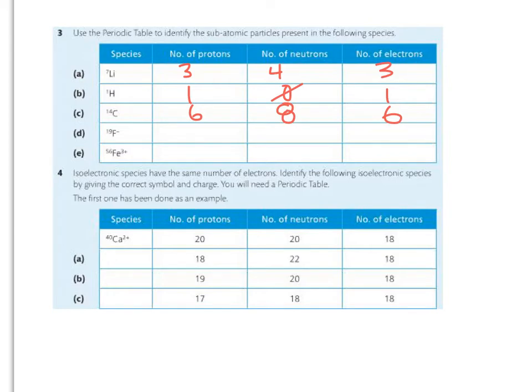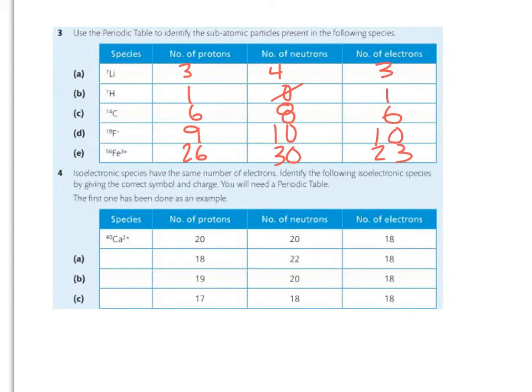Fluorine 19 with a minus 1 charge has 9 protons, but the minus 1 charge means it's picked up an electron, so it now has 10 electrons, giving us the minus 1 charge. And 19 minus 9 means it also has 10 neutrons. Fe 56 with a 3 plus charge has 26 protons. The plus 3 charge means it's lost 3 electrons for a total of 23. And the 56 minus 26 indicates there are 30 neutrons.